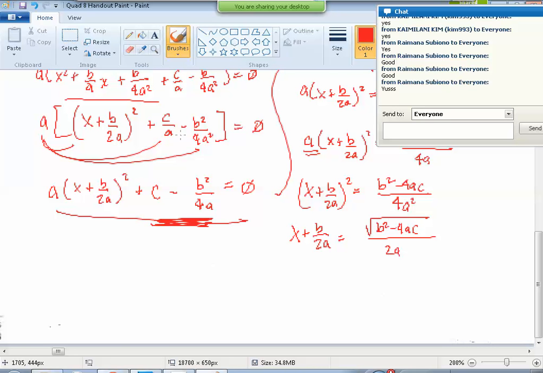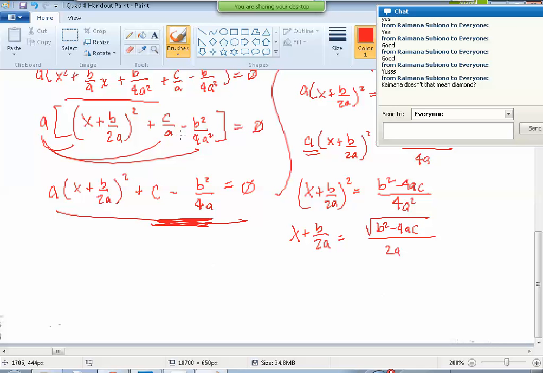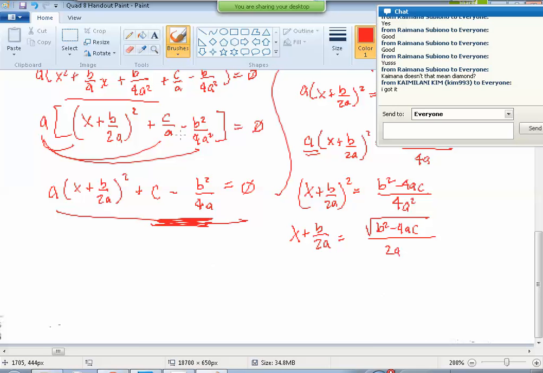Okay, ready? Alright. I'm going to do one more step, one last step. I'm going to subtract b over 2a onto the other side. Now I'm going to deal with that b over 2a. So I have x equals negative b over 2a. By the way, there's one thing I forgot: plus or minus the square root of b squared minus 4ac, all over 2a.